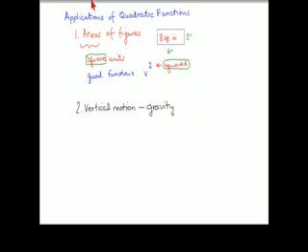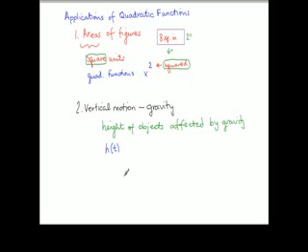So we're going to be looking at the height of objects affected by gravity. The height of objects affected by gravity. And here we're going to use the function h, which depends on t, so we're going to write h of t, since height will depend on time.